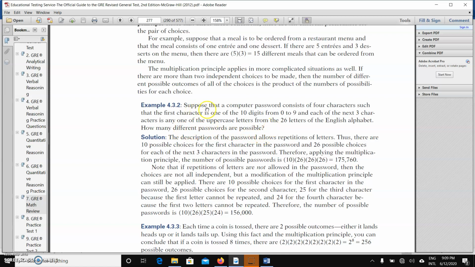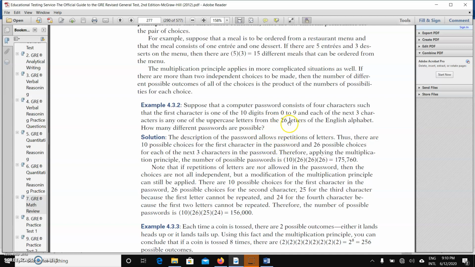Let's listen. Suppose a computer password consists of 4 characters. That means there are 4: 1, 2, 3, 4. There are 4 characters that we can put there, but we don't know them. Now the first one out of the 4 consists of 0 to 9, which is 10 digits. So we have 10 possibilities like that. And for the remaining 3, we have 26 letters to choose from.